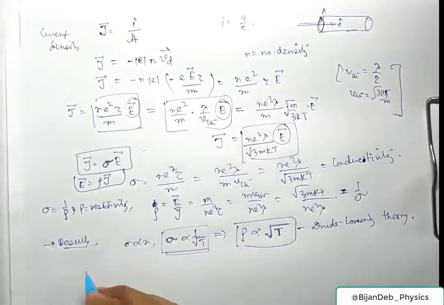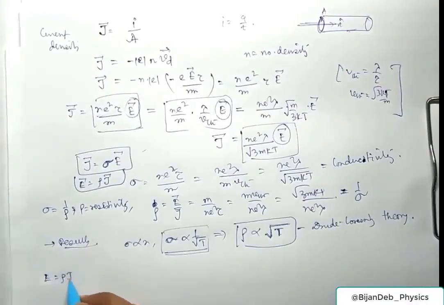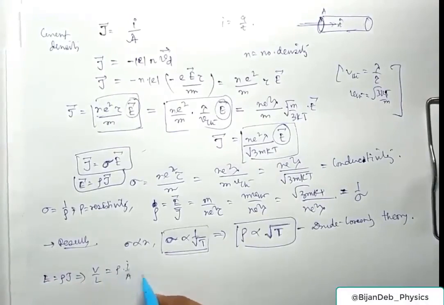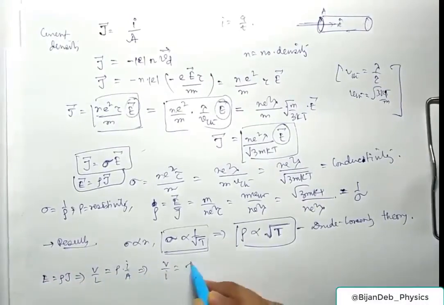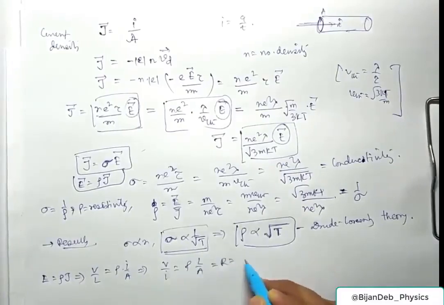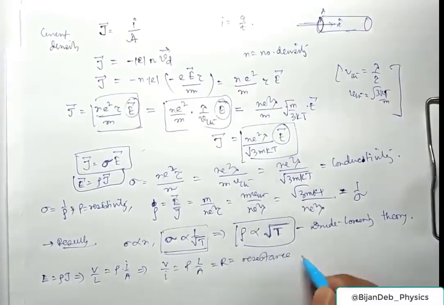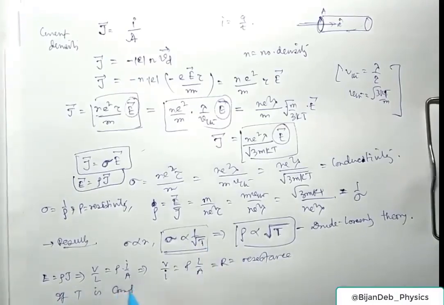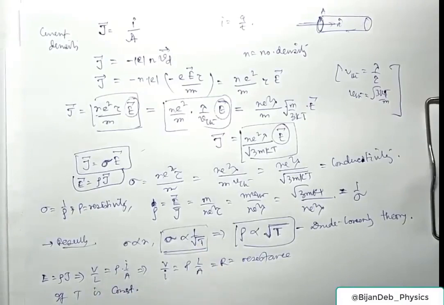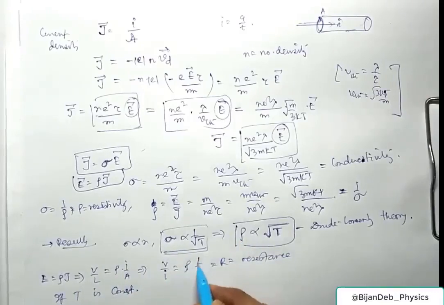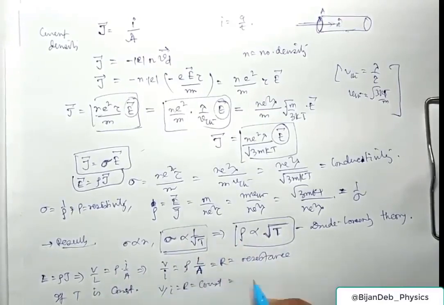Another relation we can also get: E equal to rho J. If E and J are parallel, E will be V by L, and rho J will be rho times current per unit area. From this, V by I equals rho L by A, which we define as R. This is resistance, V by I. Now if temperature is constant, it's very easy. If T is constant, everything is constant, rho is constant. If rho is constant, and L, the length of the sample, and area of the sample are constant, then V by I equal to R will be constant. So what is this? This is Ohm's law.